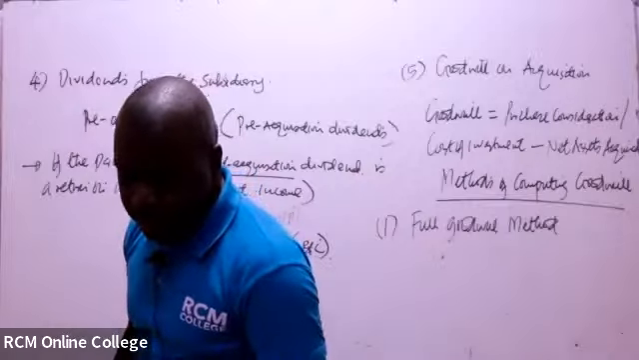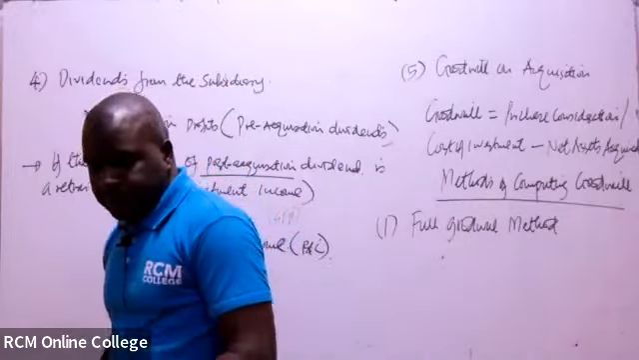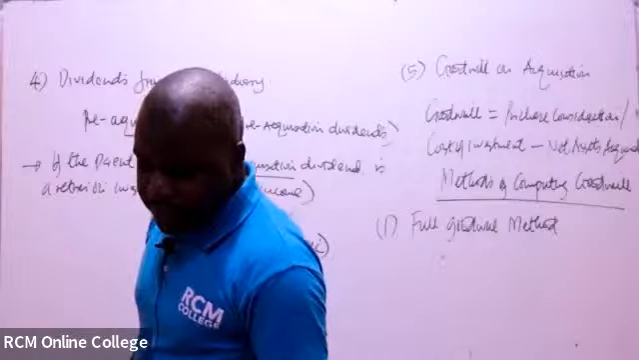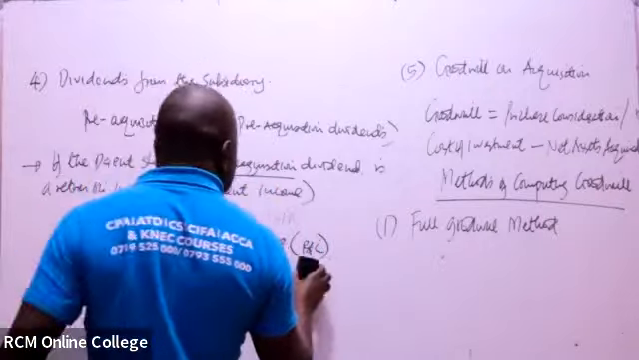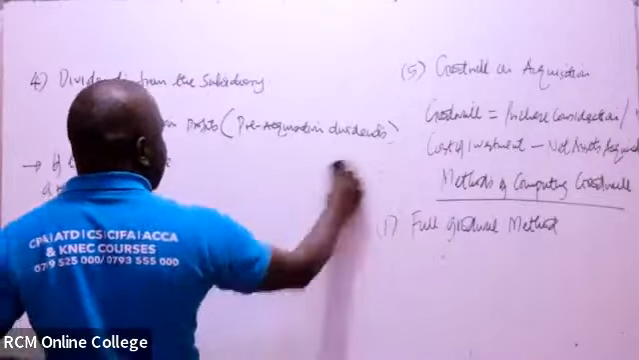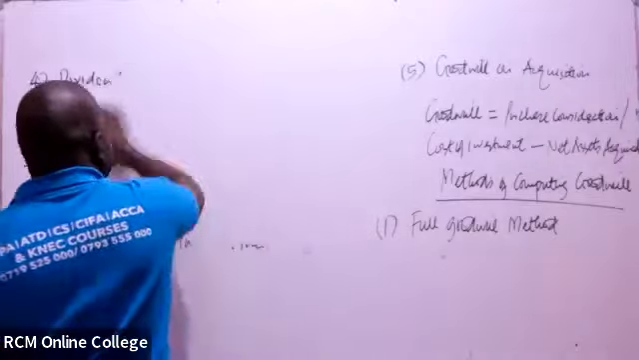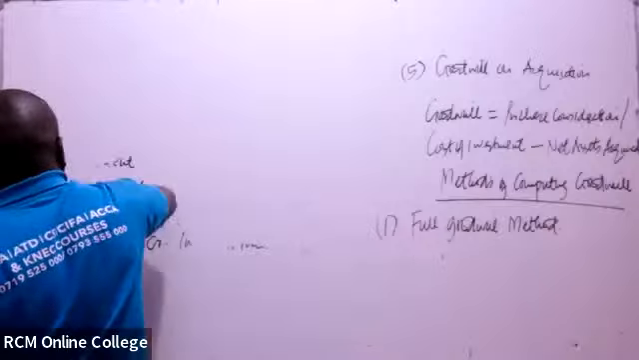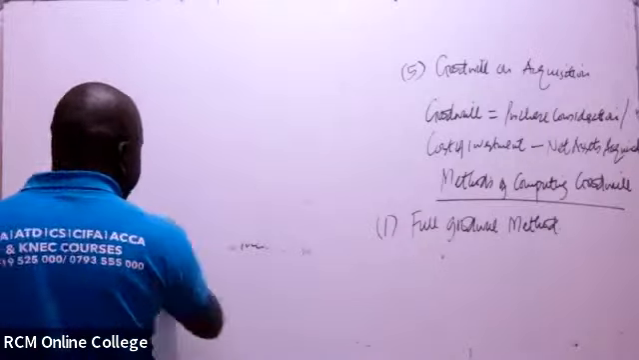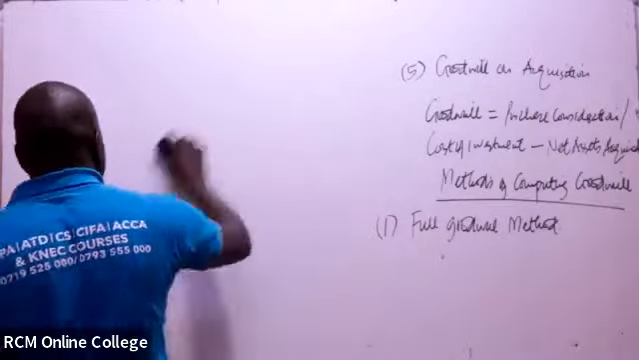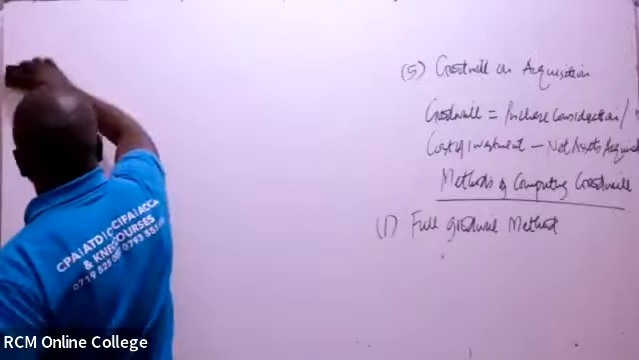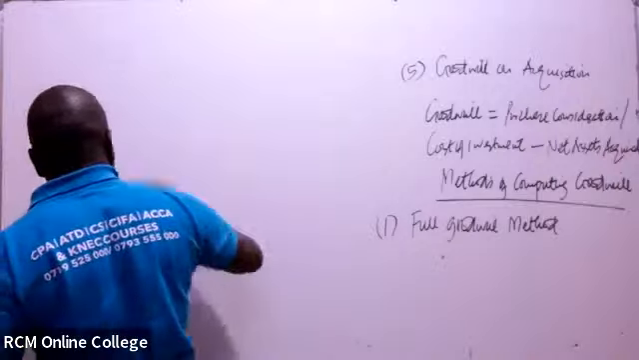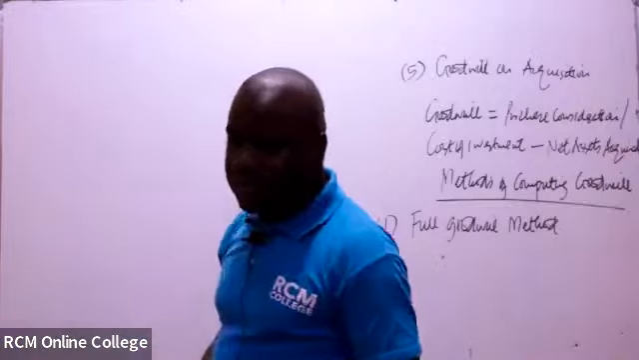It is where the goodwill of the subsidiary is determined as a whole. You take it fully. You don't apportion some to the non-controlling interest, but you take it fully.